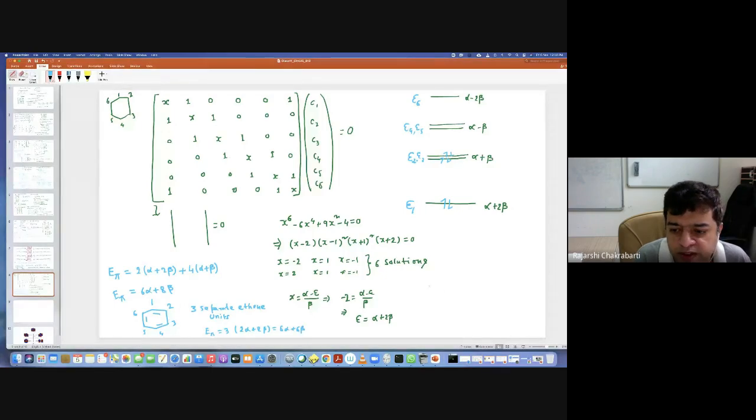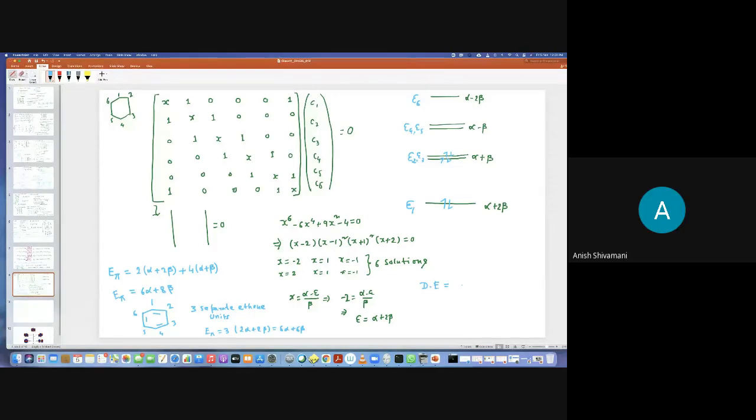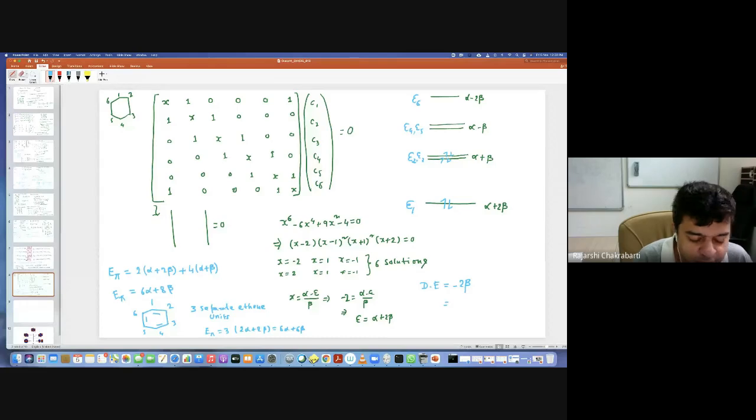It basically means the delocalization energy is how much? It is 8 beta minus 6 beta, which is equal to 2 beta actually, which is equal to 460 kilojoule per mole. Which is quite huge. So that's why benzene is very stable and aromatic, no?